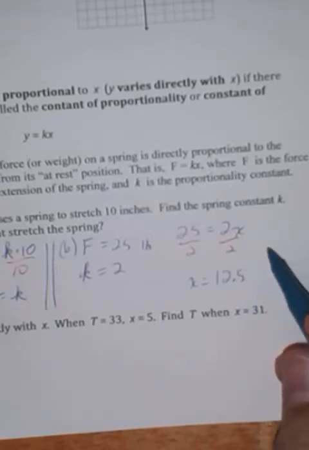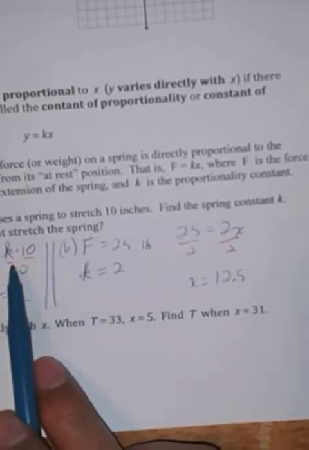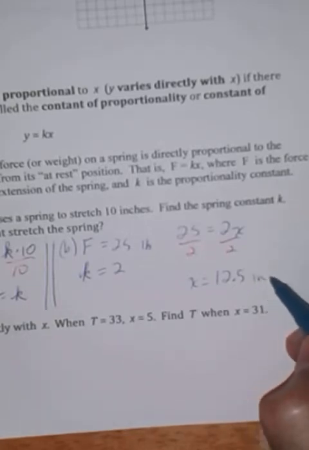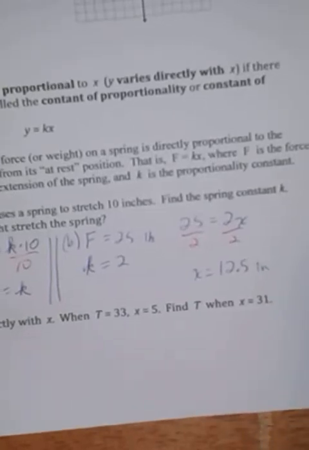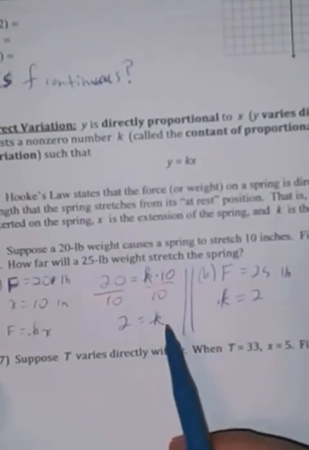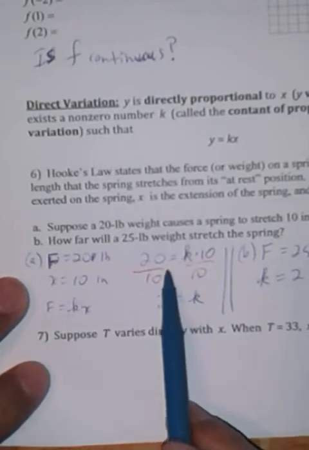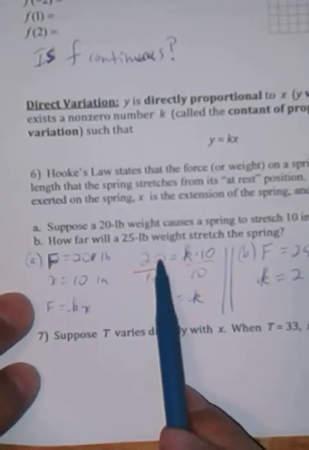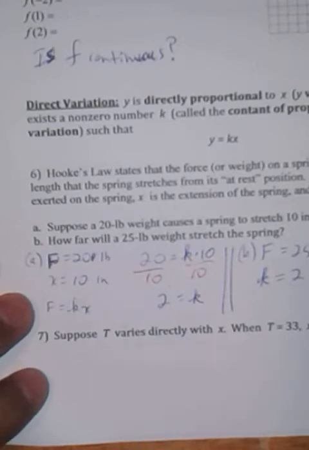And x is in inches. Do you guys remember that? It's the inches that the spring is stretched. So this is 12.5 inches. Okay? If you want units for K, and we usually don't write units, but if you want units, just go back over here and look at what you divided. This is pounds per inch, right? Because it's 20 pounds per 10 inches, so it's pounds per inch.